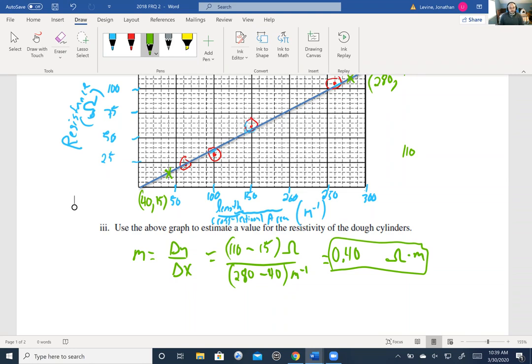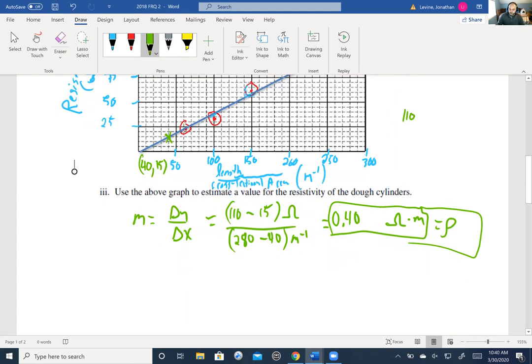0.40 ohm meters. Right? And that's just getting my slope value here. You might want to indicate this more clearly, that is our resistivity, rho. Maybe I should have boxed that in as well. But that's how we would go about solving that type of problem, right? Finding our slope from our graph.